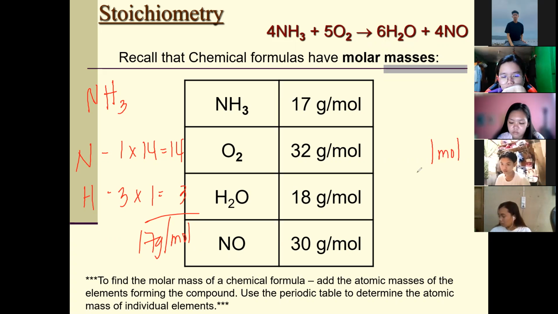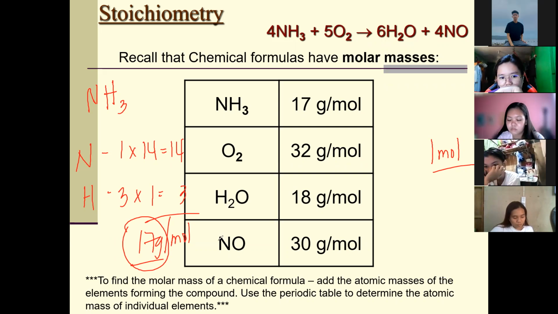Meaning isang mole class ng substance na yan, ito yung magiging weight niya. So for ammonia, isang mole, that will weigh 17 grams if we measure that in analytical balance. Yan yung ibig sabihin ng molar masses. But that is also true for the other compounds.